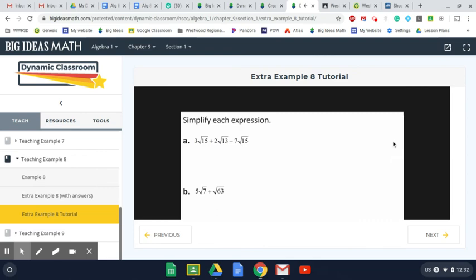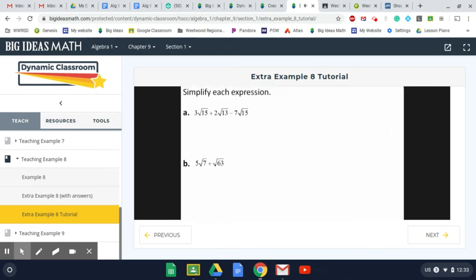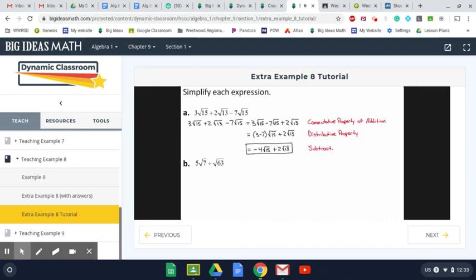Simplify each expression. Part A, 3 times the square root of 15 plus 2 times the square root of 13 minus 7 times the square root of 15. First, use the commutative property of addition to rewrite the expression as 3 times the square root of 15 minus 7 times the square root of 15 plus 2 times the square root of 13. Then use the distributive property to write the expression as the quantity 3 minus 7 times the square root of 15 plus 2 times the square root of 13. Because 3 minus 7 equals negative 4, the expression simplifies to negative 4 times the square root of 15 plus 2 times the square root of 13.